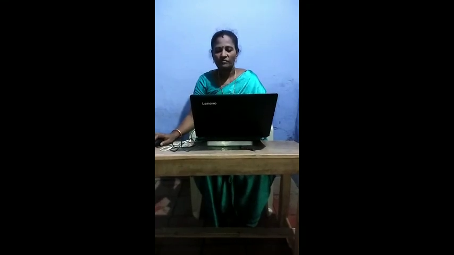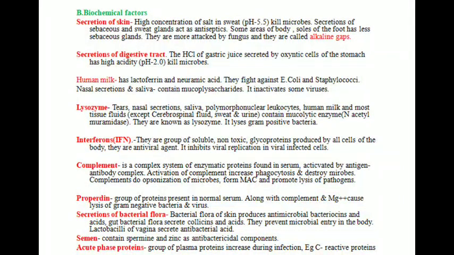Then the next factor, biochemical factors. The biochemical factors include secretions of skin, secretions of digestive tract, human milk, lysozyme, interferons, complement, properdin, secretions of bacterial flora, semen and acute phase proteins. Secretions of skin: the high concentration of salt in sweat kills the microbes. The pH of the sweat is 5.5. This low pH kills the microbes.